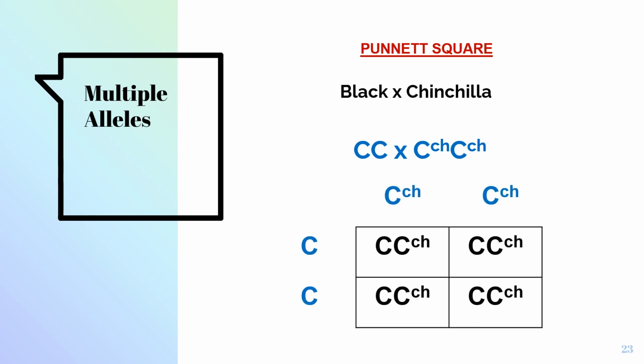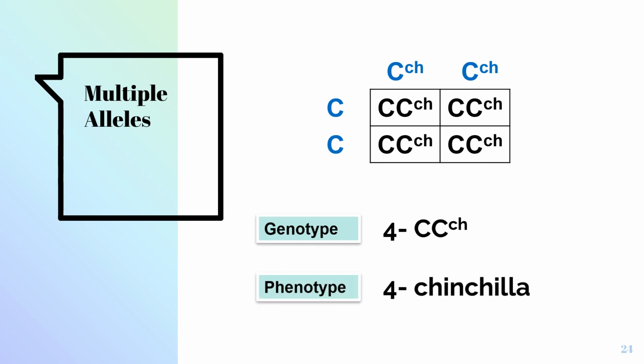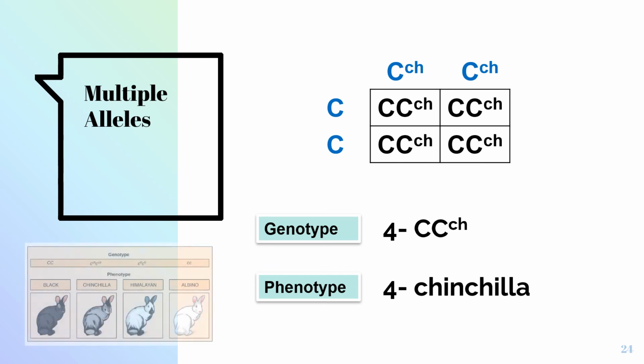So if we're going to do the Punnett Square, this is the result of the first combination, the second combination, the third, and the fourth. So as you can see, if we're going to interpret the Punnett Square, the genotype would be 4 CCh. It has a phenotype of 4 chinchilla. Where did we get this chinchilla? We base it again from our table or legend. So that is what we call the multiple alleles.